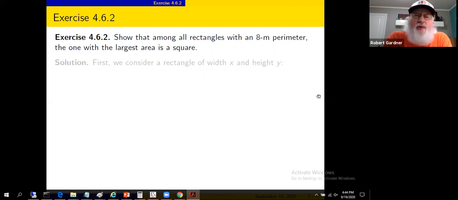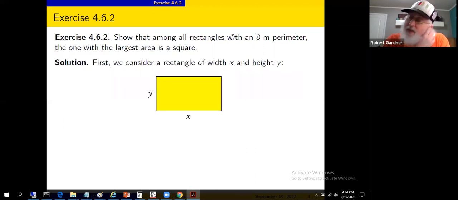The question is, show that among all rectangles with an 8-meter perimeter, the one with largest area is a square. Okay, so they've given us the perimeter, and they've told us we're dealing with a rectangle. They talk about largest area, so there's the maximization part. So first, we'll draw a picture and label the things that we don't know. We don't know the width or the height of this rectangle, so let's label those x and y respectively. W and H would be reasonable as well for width and height.